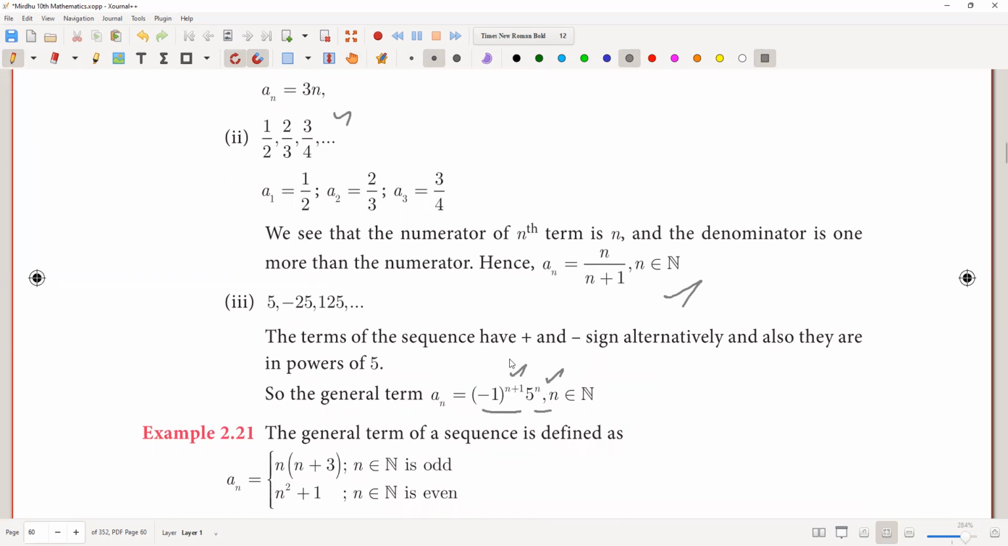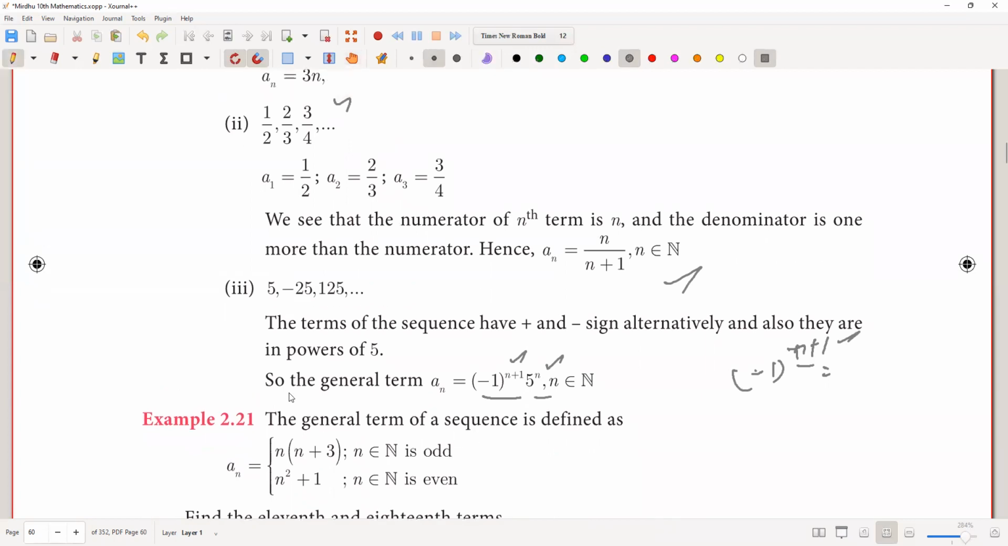But I'm getting 1, minus 1, 1, minus 1. So for odd numbers, minus 1 power odd is minus. But the first one is positive. So I'm going on with n plus 1. Automatically 1 plus 1, it becomes even. That's why we are getting positive here. The next one would be odd. That's why. All right. Okay, good.